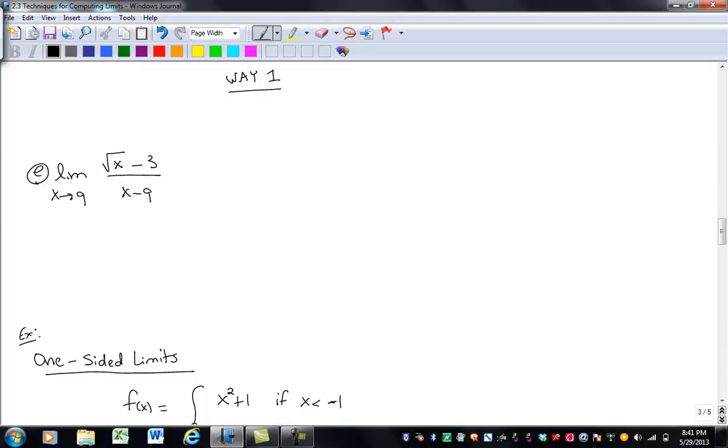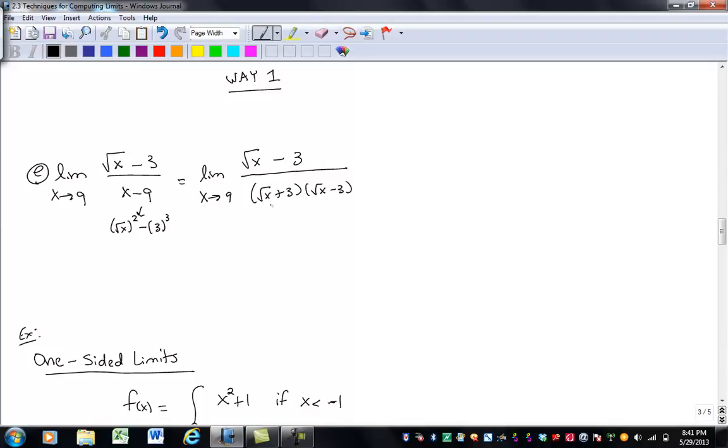If you realize that x minus 9 is really a difference of squares if you write it the right way. So this is just an algebra trick that you either recognize or you don't. You can think of x as the square root of x squared, and you can think of 9 as 3 squared. So you can factor x minus 9 into the square root of x plus 3 times the square root of x minus 3.